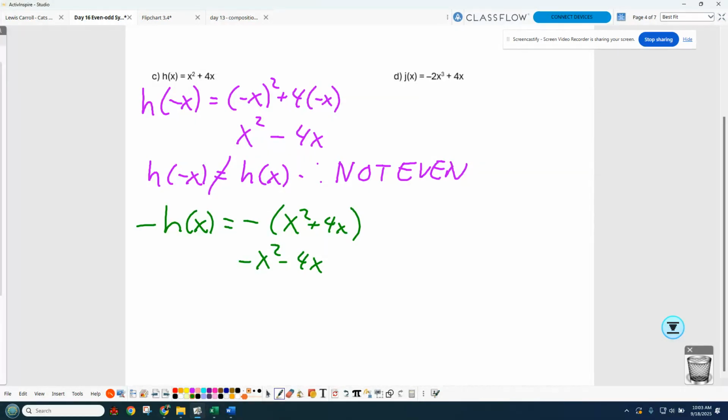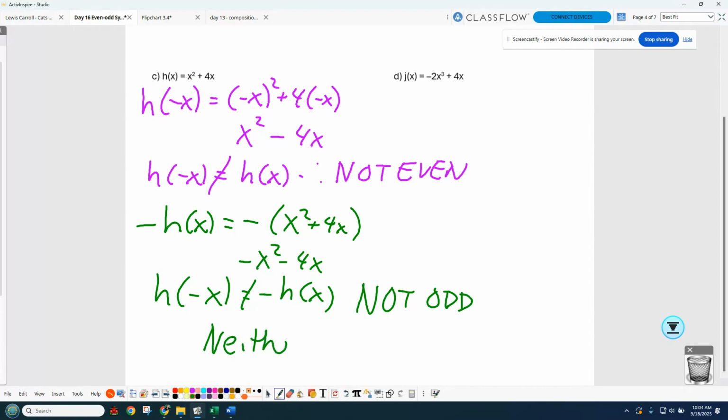So Jasper, does h of negative x, my first check, equal my second check? I have x squared plus 4x here, negative x squared minus 4x. Are they not the same? So Cameron, I got that it's not even, it's not odd, so what do we conclude? Neither.